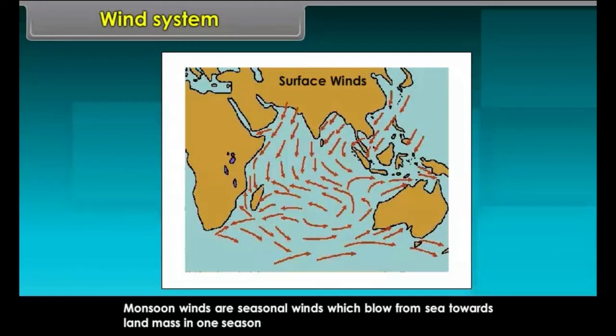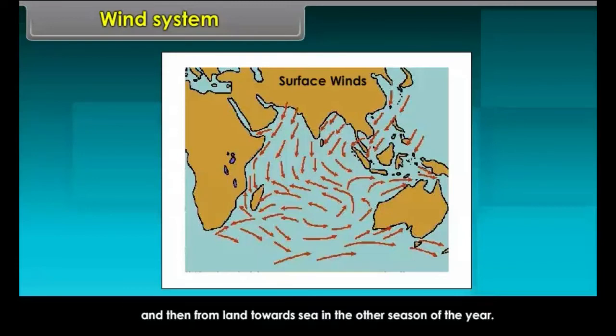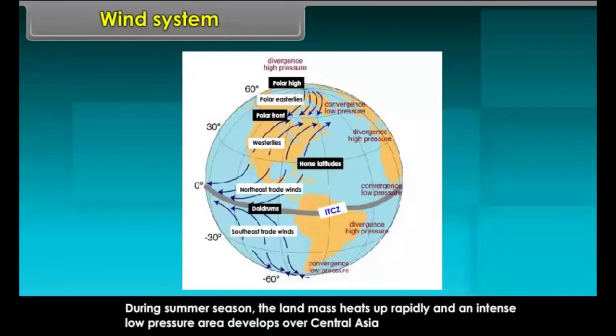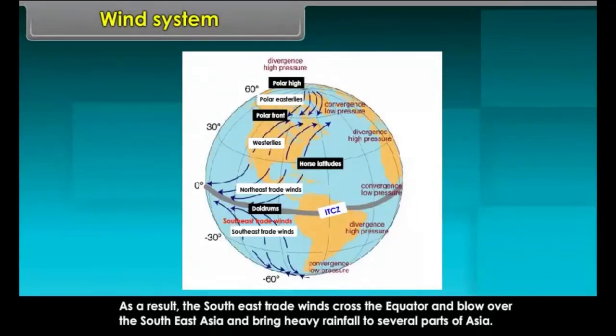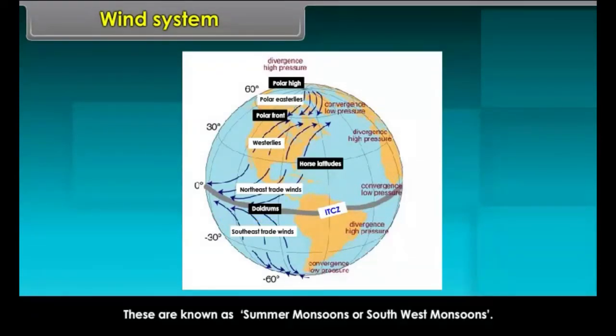Monsoon winds. Monsoon winds are seasonal winds which blow from sea towards land mass in one season and then from land towards sea in the other season of the year. During summer season, the landmass heats up rapidly and an intense low pressure area develops over Central Asia, which attracts the winds from high pressure. As a result, the southeast trade winds cross the equator and blow over Southeast Asia and bring heavy rainfall to several parts of Asia. These are known as summer monsoons or southwest monsoons.